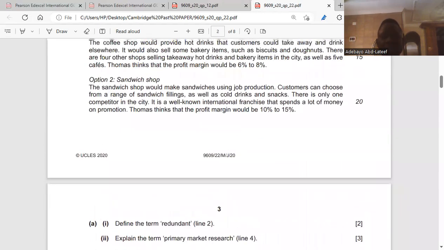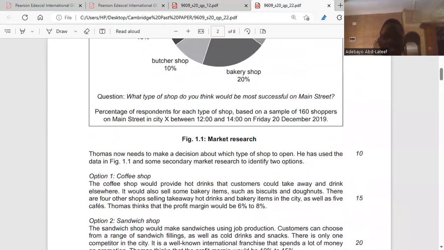The second point is that the research was done on Friday, 20th of December, 2019. Just one day. So how do you judge a research? How do you make a research of one day to judge a whole year? Is it clear? Very clear.